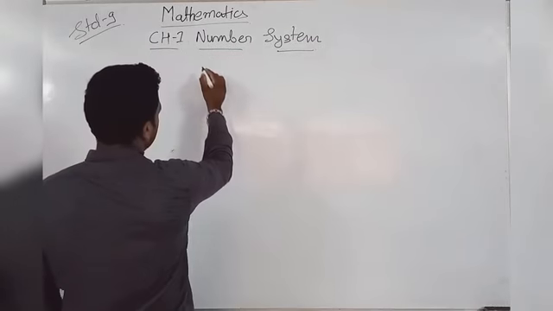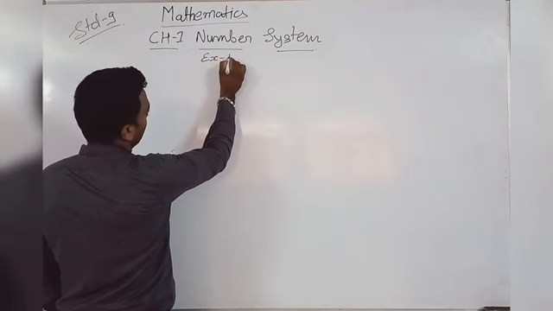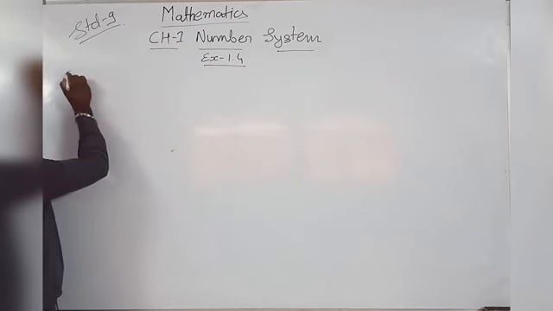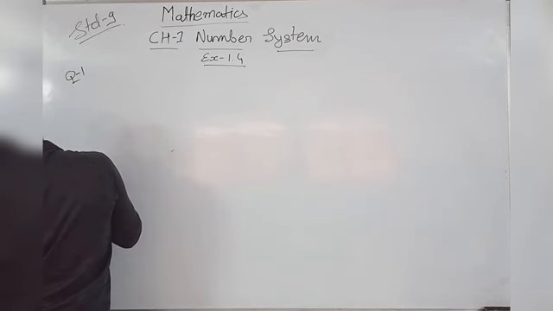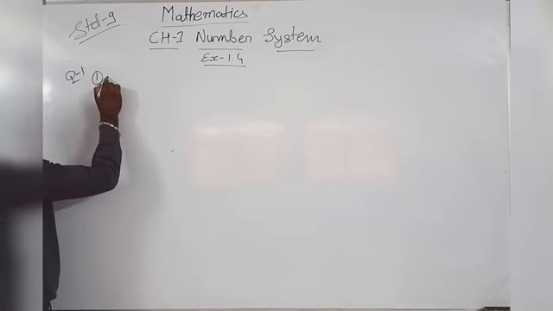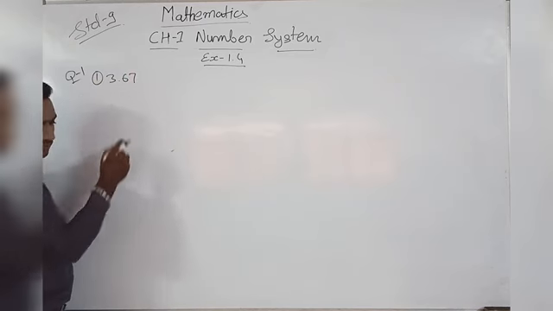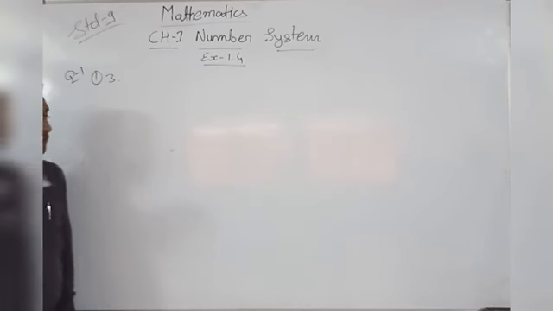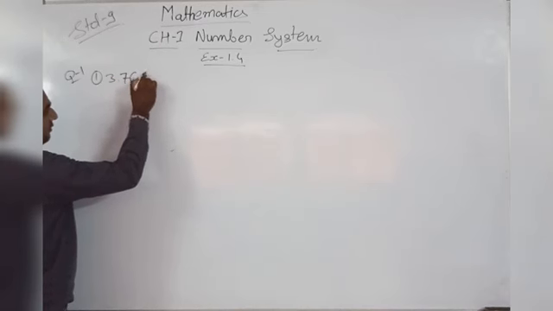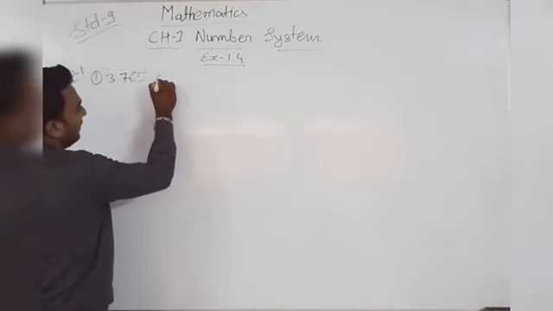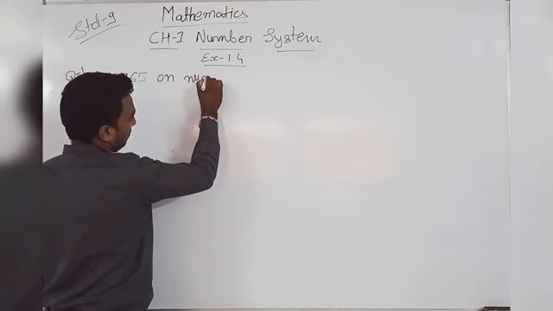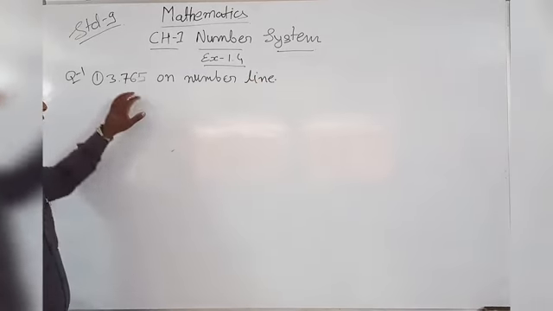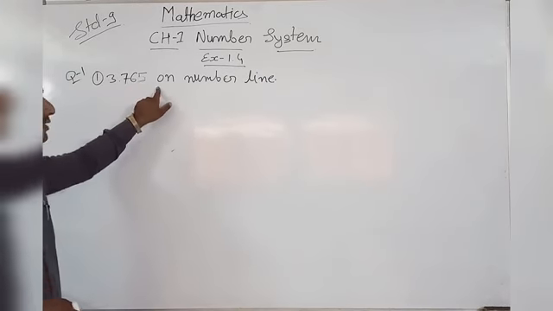Okay. Now let's start exercise 1.4. First question is: represent 3.765 on the number line. What is the question? We have to represent the number 3.765 on the number line.